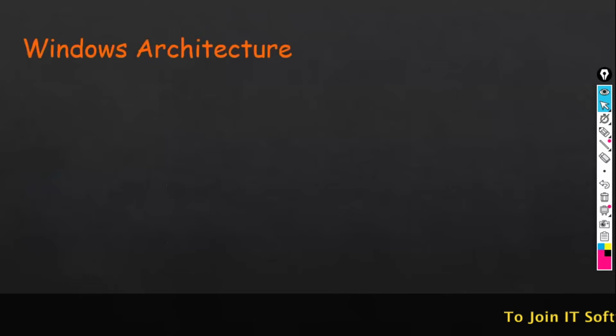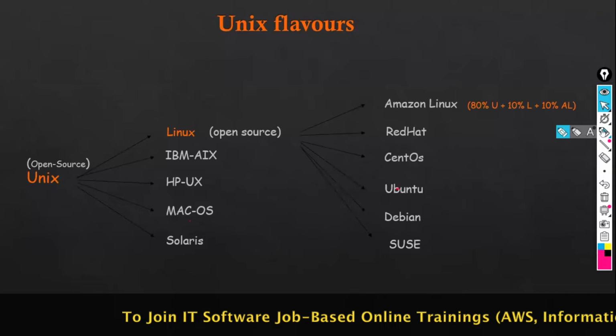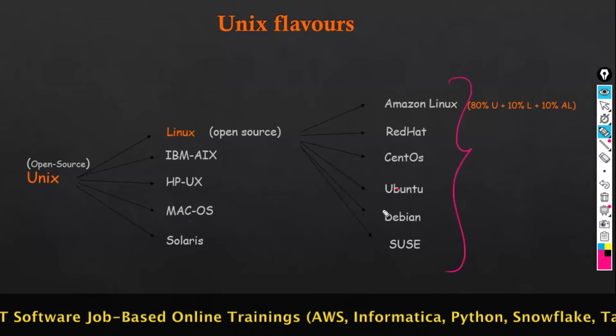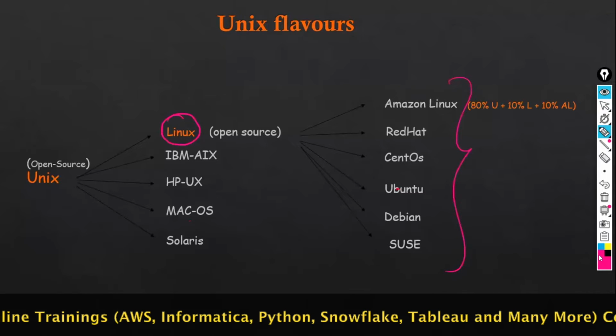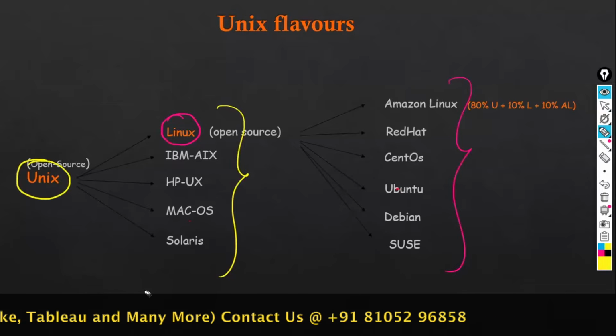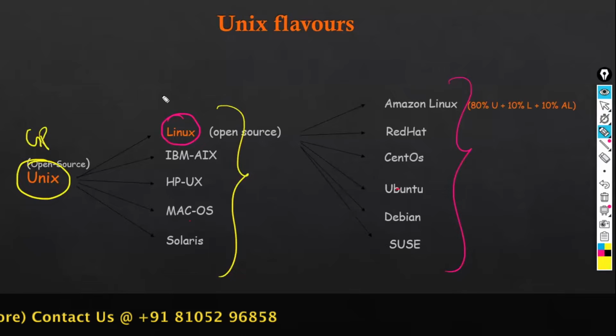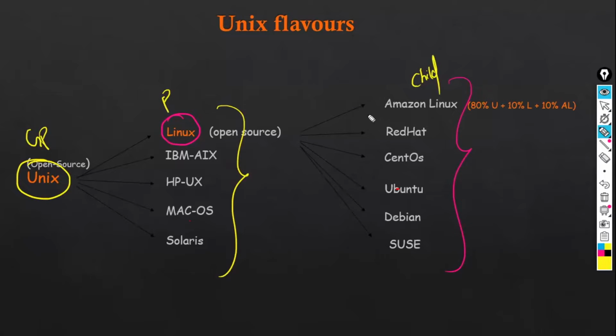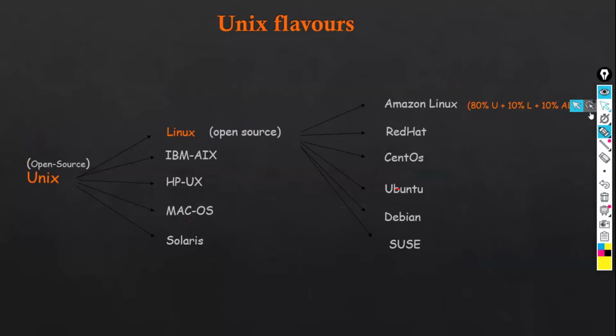All these operating systems are originated from Linux, and all these operating systems are originated from Unix. So this is like grandparent, parent, child. For all these flavors, Linux is the core. For all these flavors, Unix is the core. Overall, the Unix operating system is the core operating system among all of them. So this is the history of operating systems, how they originated.